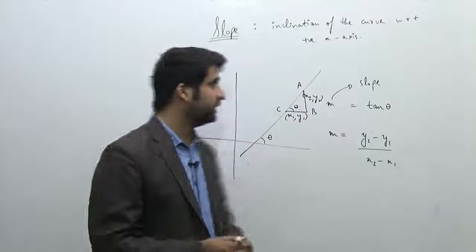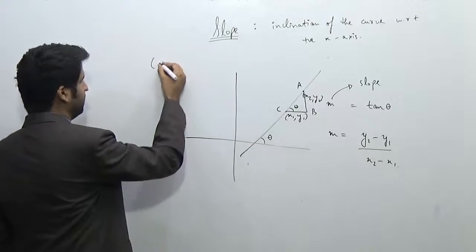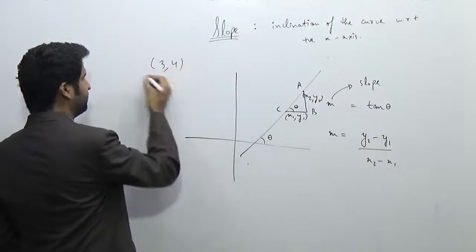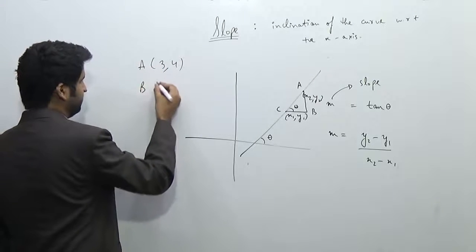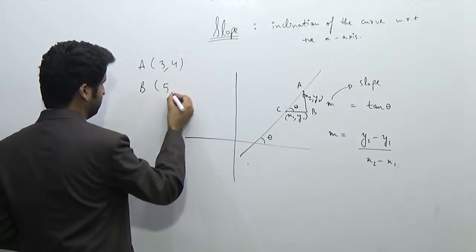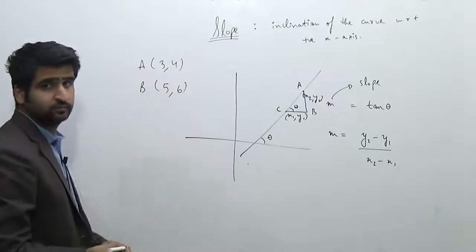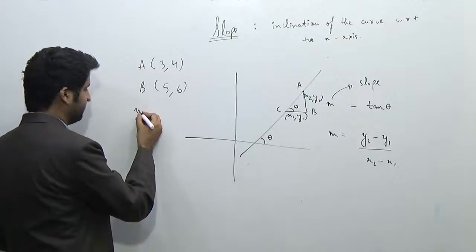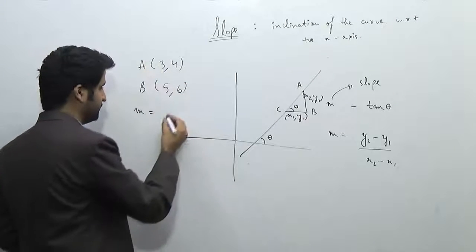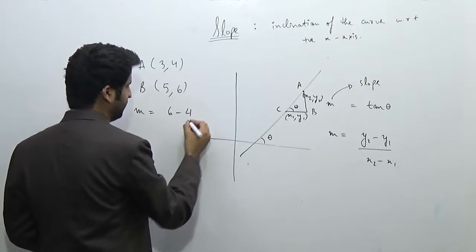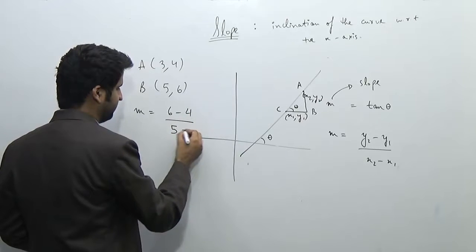Pretty much clear? So what is the slope of the line formed by these 2 points? Can you find out? This will easily be given by m is equal to y2 minus y1 upon x2 minus x1. So this is 6 minus 4 upon 5 minus 3.